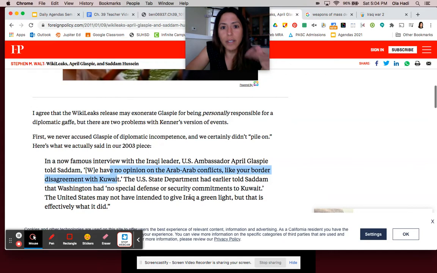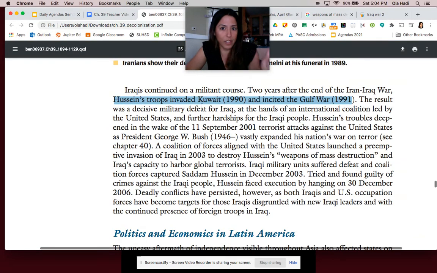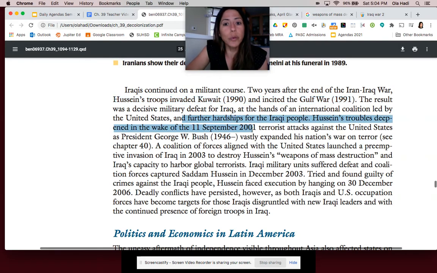And so here you can see this one article that's going back and forth on whether this was or was not a green light. So some people say Saddam Hussein was basically encouraged, and others say no, this wasn't what April Gillespie meant, and she shouldn't be blamed for this. Long story short, this is going to lead to an attack on Iraq by the U.S. and their allies. And then things get really bad after a terrorist attack, which we'll study in chapter 40 called the Specter of September 11th or the 9/11 attacks.